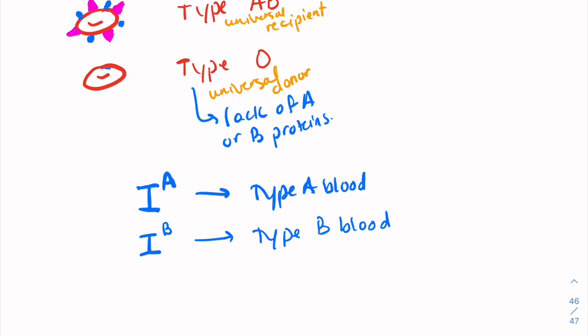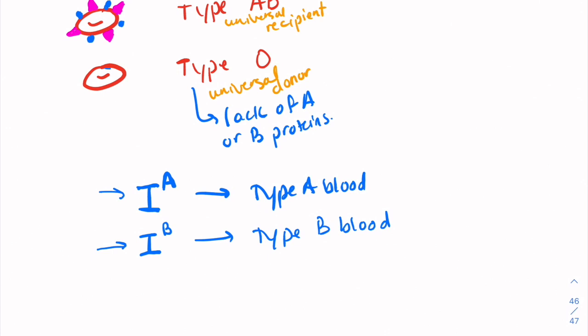Now here's the deal with the O thing. There is no O allele. Type O blood people are just people that don't have an A allele or a B allele. They just have nothing. There is no I with a capital O. We don't write it that way, because this implies that there is something there. There's not anything there. So we're going to get rid of that right now.